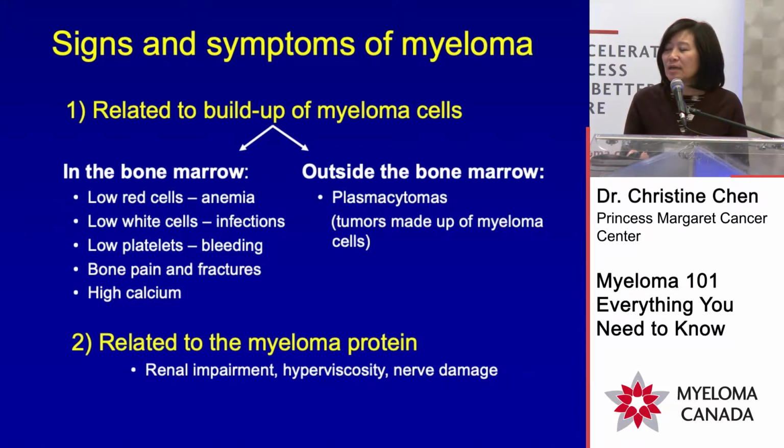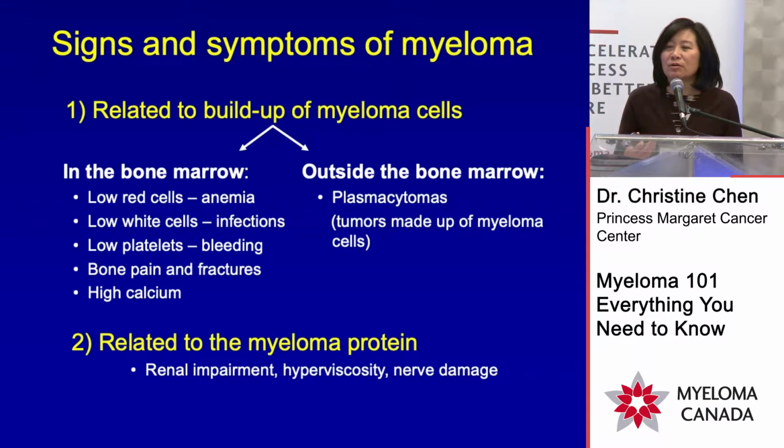The buildup of myeloma cancer cells can either be in the bone marrow, where the myeloma cells can proliferate and crowd out your normal blood cells. So you may end up with low red cells and anemia, low white cells, which help fight infection, low platelets. Platelets normally help you clot, so you may have predisposition to bleeding or bruising. Myeloma typically can attack the bones, cause bone pain, fractures, and simplistically release calcium into the blood.